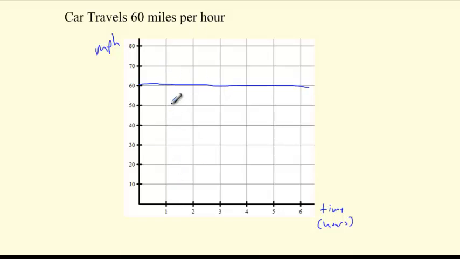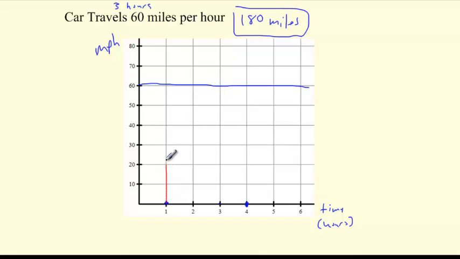This problem's pretty nice because let's say I want to know how far did you go between 1 and, let's go, 4 hours. Well, that's kind of easy. You just say in 3 hours, because that's between 1 and 4, at 60 miles an hour, you went 180 miles. So we don't need calculus for this example, but coming up we will.